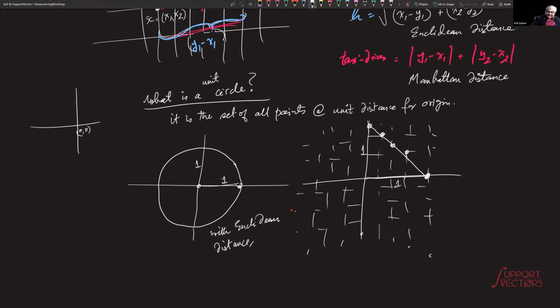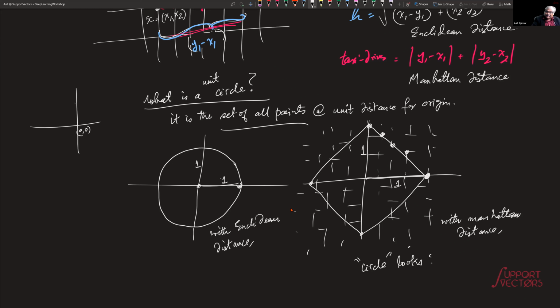If you connect these points, what you get is this. And so by symmetry, you realize that you're looking at, you just defined your circle to be the set of all points at unit distance from the origin. So you say with Manhattan distance, your circle looks like a diamond.